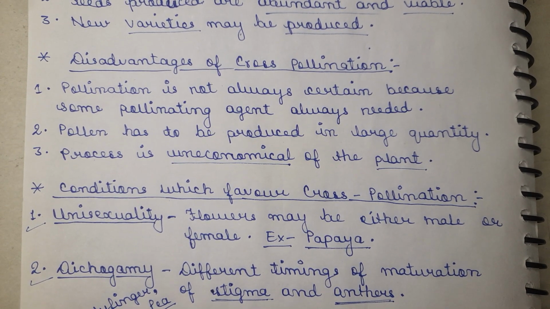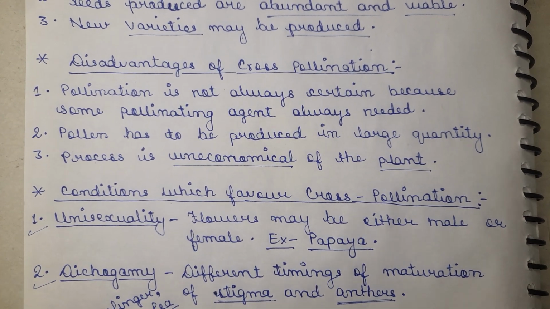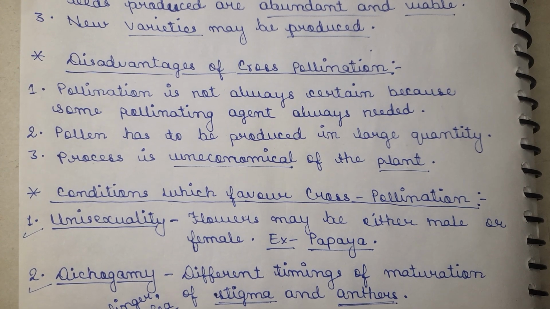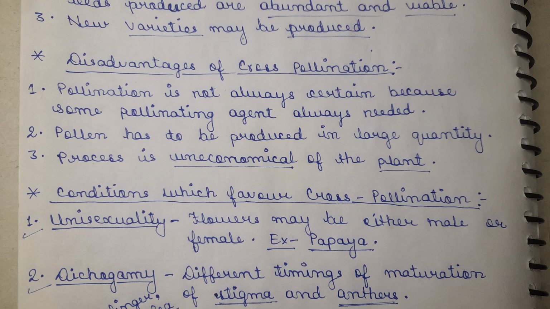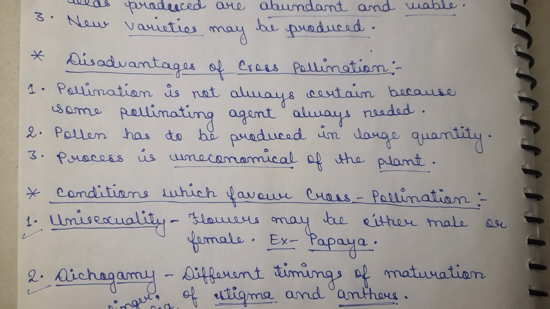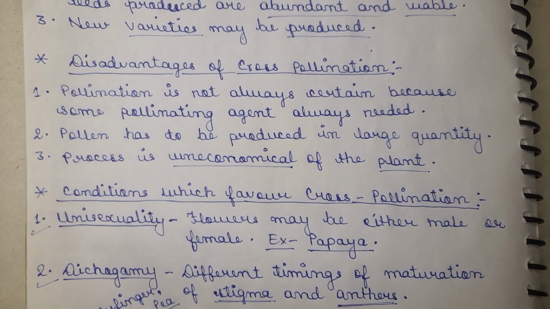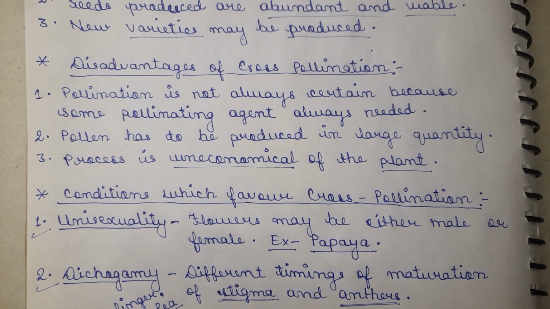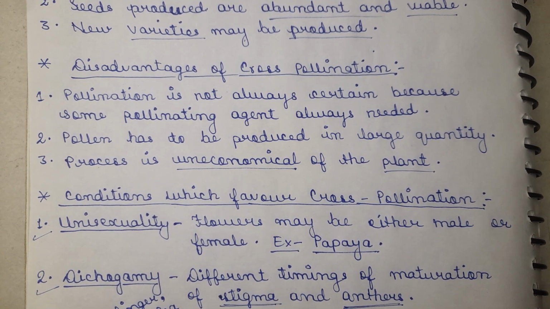And there are some plants in which the stigma matures first, and this is known by the term protogyny. In protogyny, the stigma of the flower matures earlier than the anther. For example, the best example is the peepal tree or plant, or you can use anything.